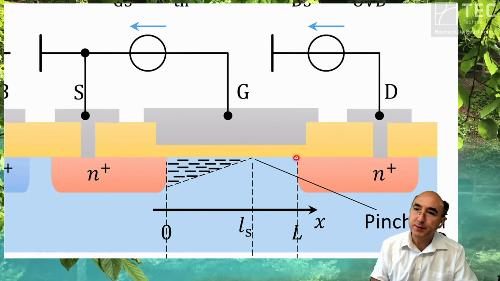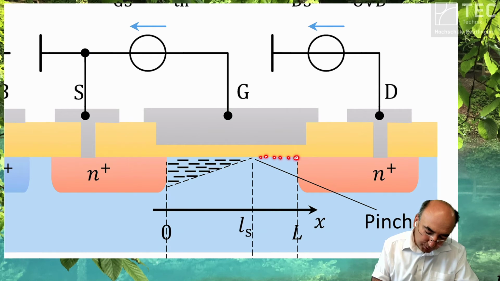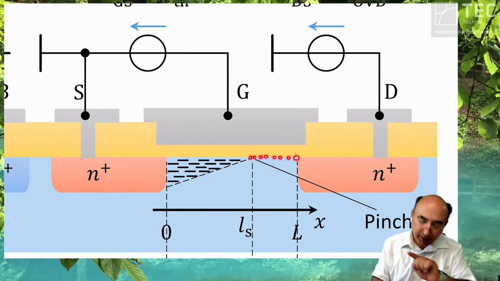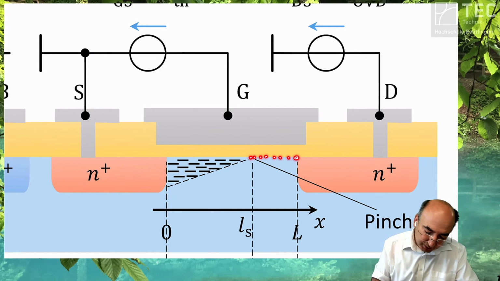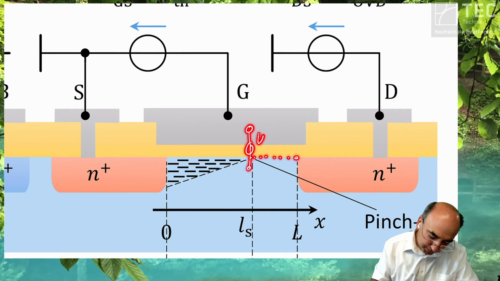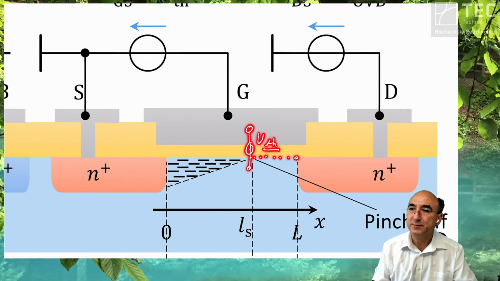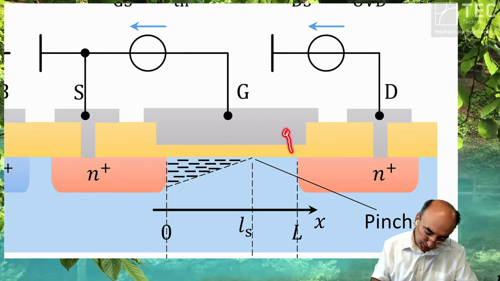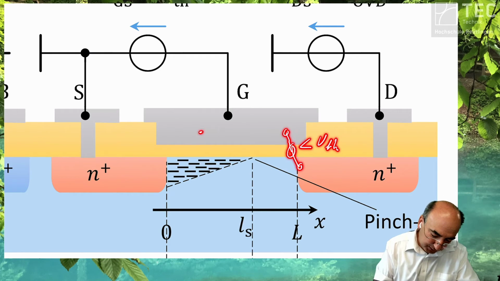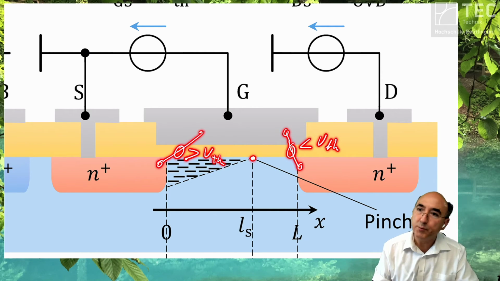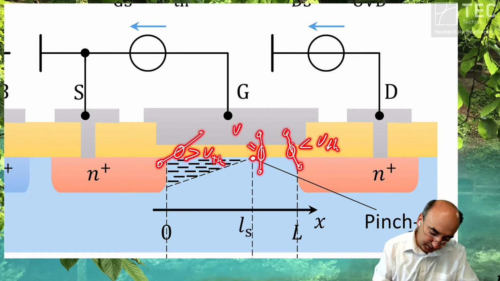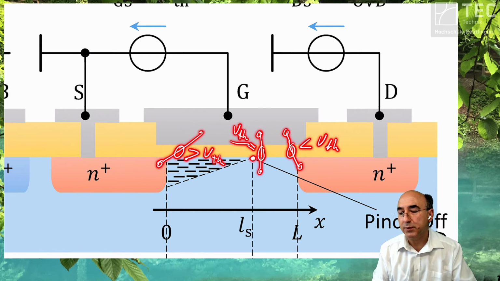And if this is the case, then you have a certain point in this channel where you just have V threshold. Okay? Because if this voltage is smaller than V threshold, and if this voltage is larger than V threshold, then you have a certain point in the area where the voltage is exactly V threshold. For sure, it has to happen.